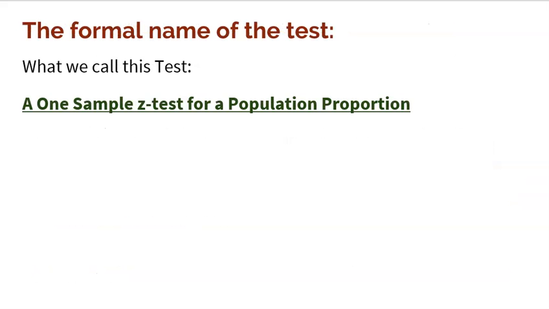All right. So this whole process does have a formal name, and you do need to know that name. It's going to be one of the steps that we'll talk about in a moment. The name is a one-sample z-test for a population proportion. Remember that name because you'll need to know it.